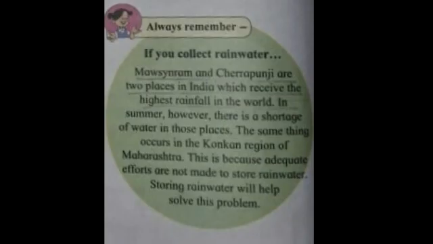Now children, you have to always remember: Mawsynram and Cherrapunji are two places in India which receive the highest rainfall in the world. In summer, however, there is a shortage of water in those places. The same thing occurs in the Konkan region of Maharashtra. This is because adequate efforts are not made to store rainwater. Storing rainwater will help to solve this problem.